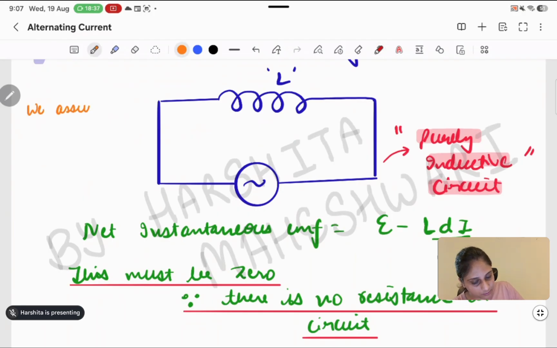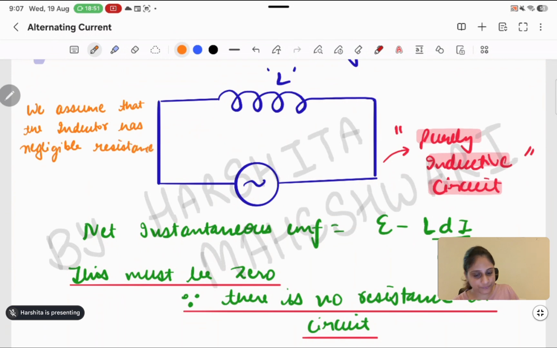Now we can write down this thing. We assume that the inductor has negligible resistance. So that's why I'm assuming that this is a purely inductive circuit. Why will it be called a purely inductive circuit? Because there will be no resistance. That's why. So you should know this thing.